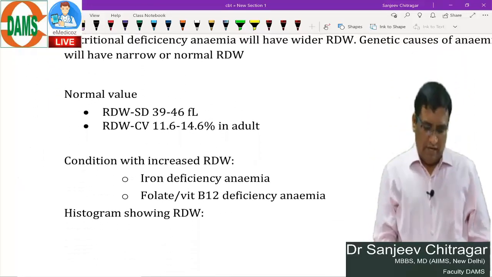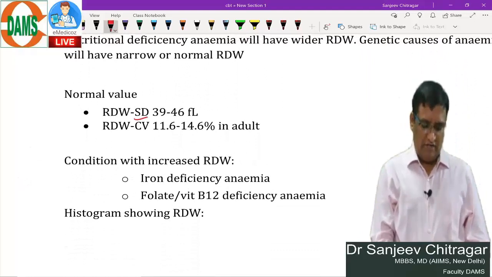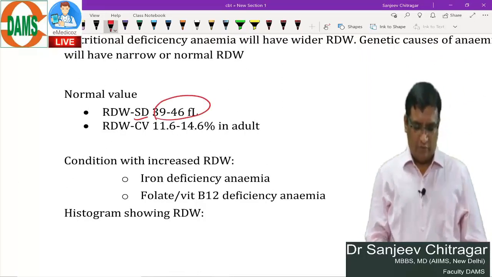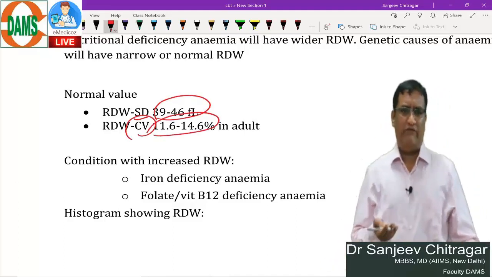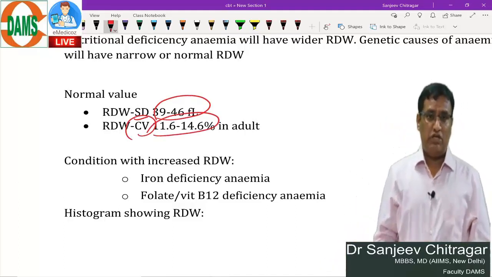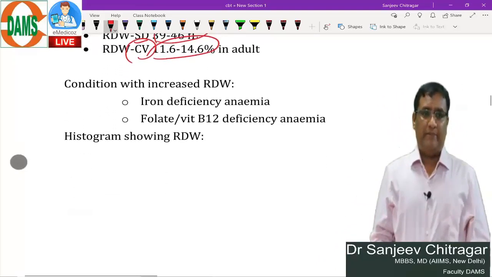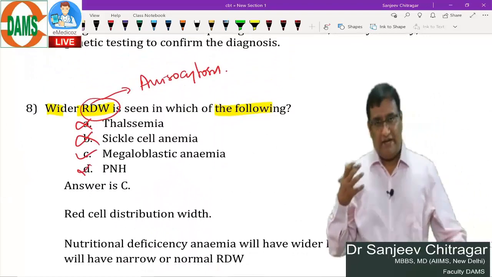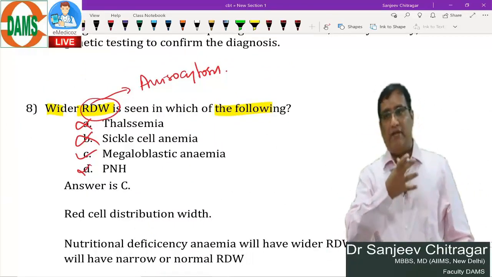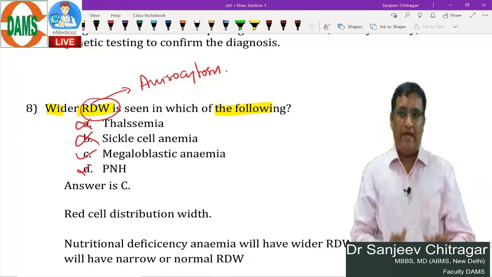Normal RDW, we all know that in standard deviation, it is 39 to 46 femtoliter. In coefficient of variation, 11.5 to 14 or 11.6 to 14.6, that is given here. That's all fine, right? Just remember that in very chronic and severe vitamin B12 or megaloblastic anemia, it will become less. RDW will become narrow.